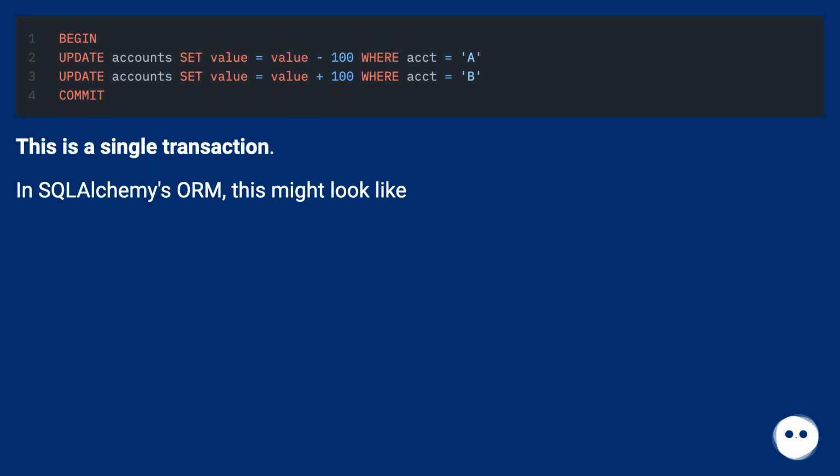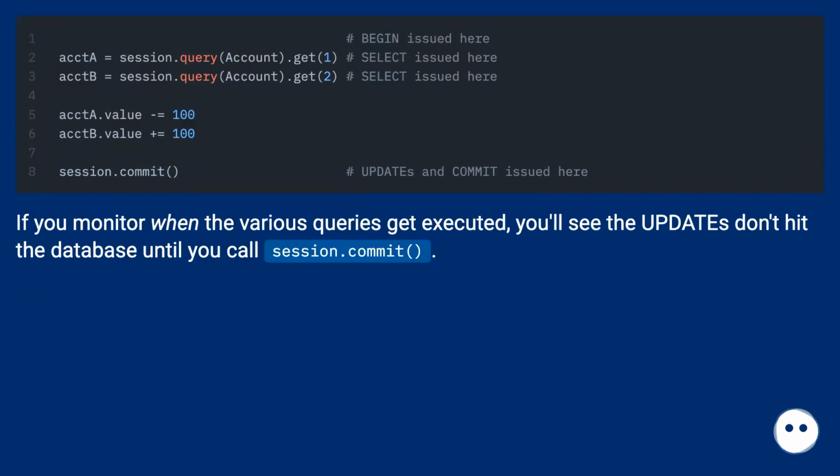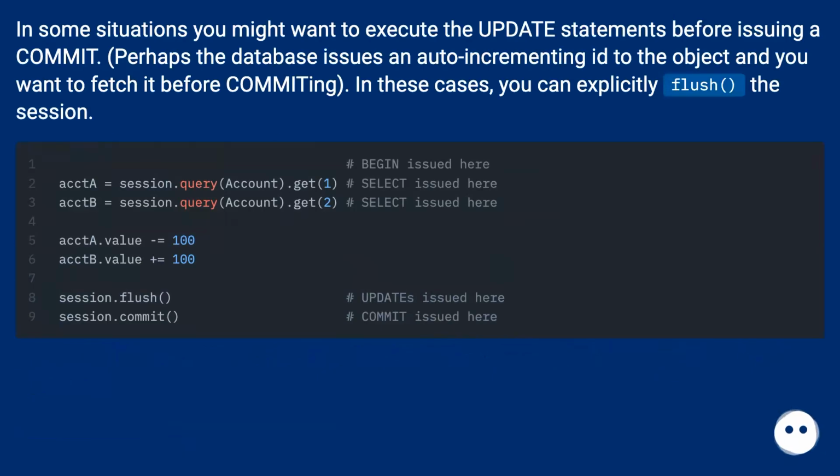In SQLAlchemy's ORM, this might look like: if you monitor when the various queries get executed, you'll see the updates don't hit the database until you call session.commit. In some situations you might want to execute the update statements before issuing a commit. Perhaps the database issues an auto-incrementing ID to the object and you want to fetch it before committing. In these cases, you can explicitly flush the session.